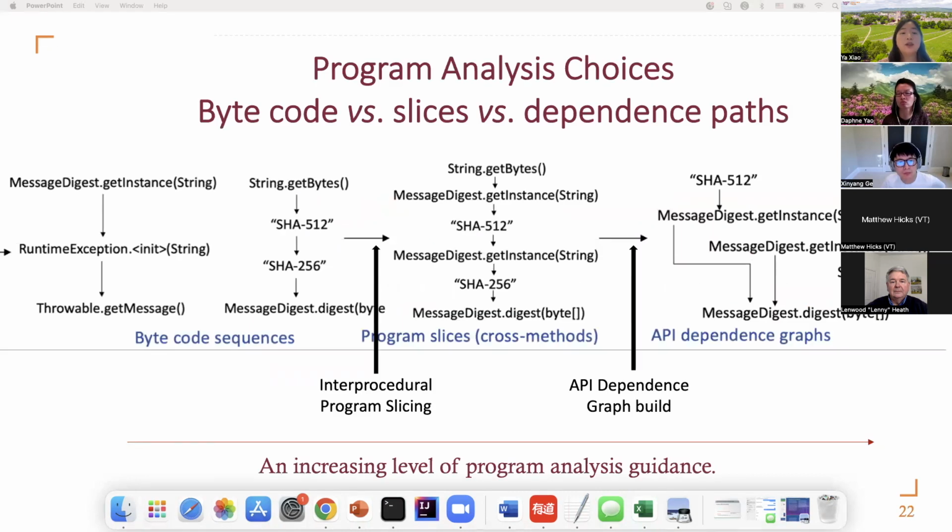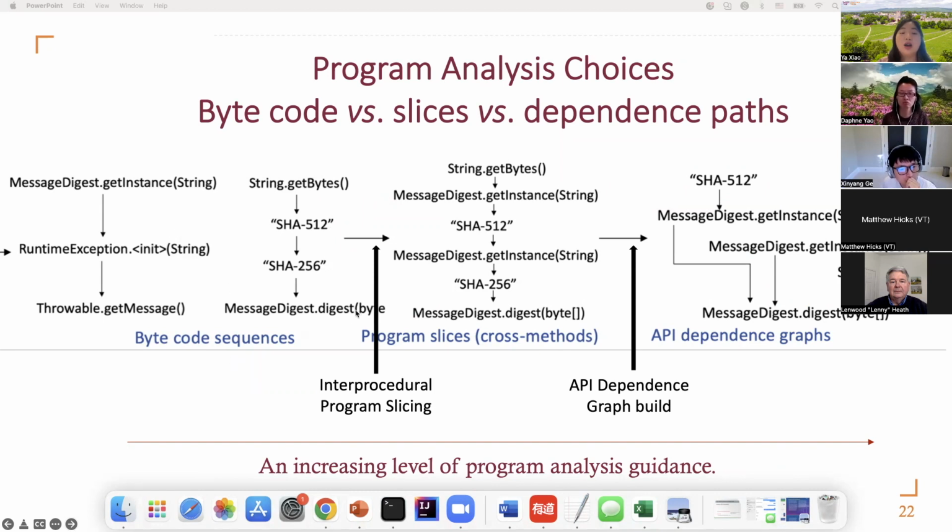Specifically, we include 3 types of program analysis choices, resulting in the bytecode slices and the dependence paths, respectively. First of all, we extract the API and the constant sequences directly from the Android bytecode.